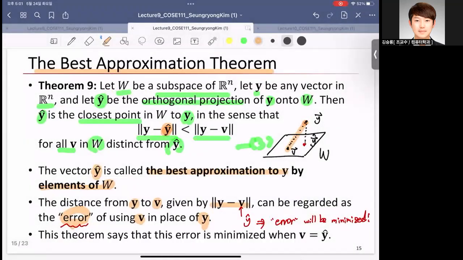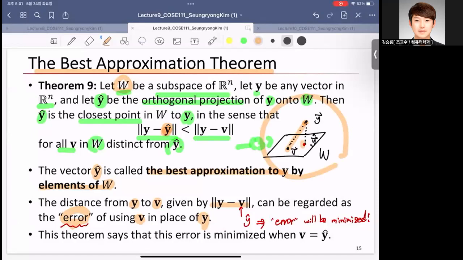All right. So last week we discussed what the best approximation theorem is. It was theorem 9. The theorem says that if we have a subspace W in R^n space and let y be any vector in R^n space, for example, maybe y lies outside of the subspace W, maybe here, looks like this, then y hat is the orthogonal projection of y onto W here.